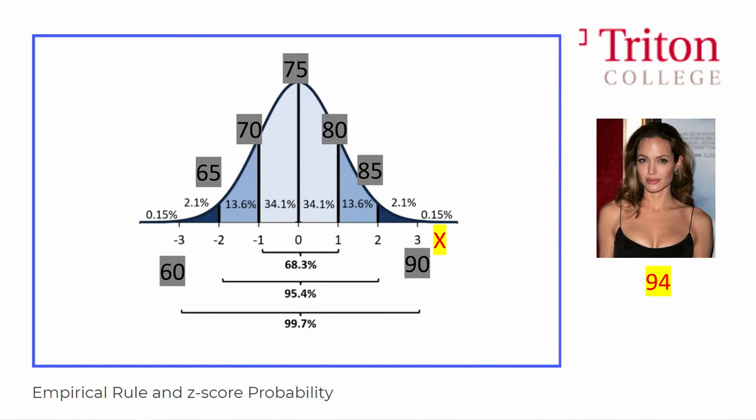Using the empirical rule and using our distribution, 75 is in the middle. It's our mean, right? So 50% of our observations are going to be below our mean, and 50% are going to be above. You already know that.